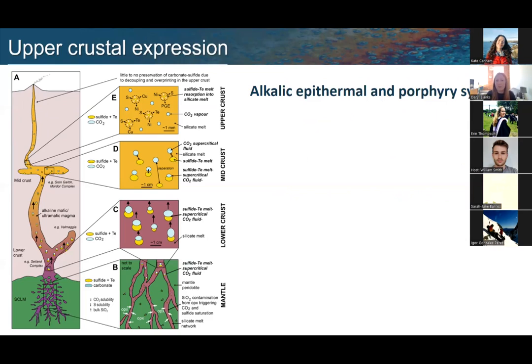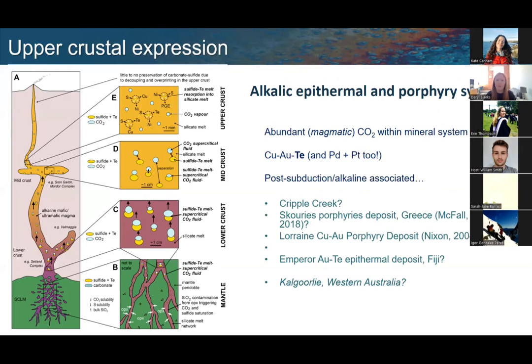So could this be forming other alkalic epithermal porphyry systems? The CO2 within this system should actually remain within the distal footprint. So although it's being separated, it's still within the whole system. These are just some examples where we're seeing these copper, tellurium, and even PGE associations within these epithermal and porphyry systems. Here we've got examples such as Cripple Creek, Scouries, and even Emperor and Tuvatu gold tellurium epithermal deposit.